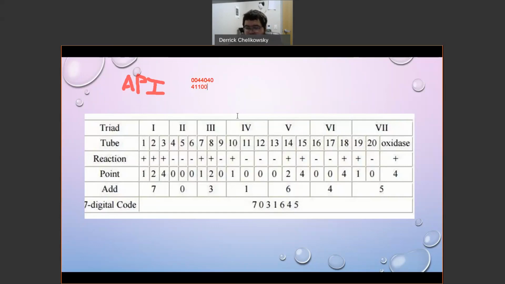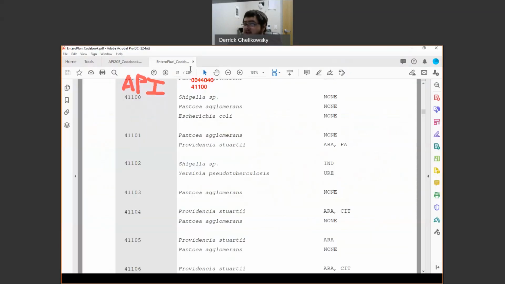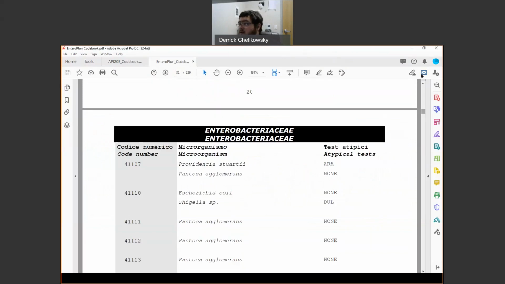But this species that I have taken is a Shigella species. We do not have Shigella in our lab. So I have identified an unknown with these codes. So let's go to our Enteropluri codebook. Now I'm going to pull up the PDFs for this. The reason I'm pulling up the PDFs is because there's a decent chance that that's what you're going to be using. So let me pull up the book here.